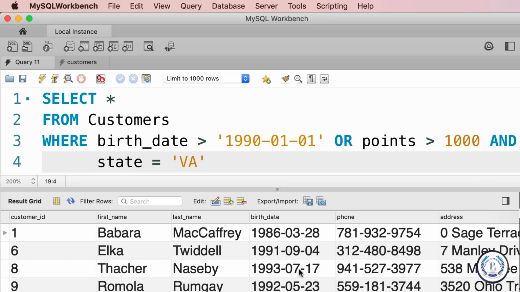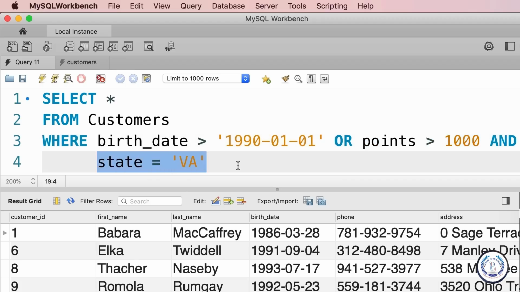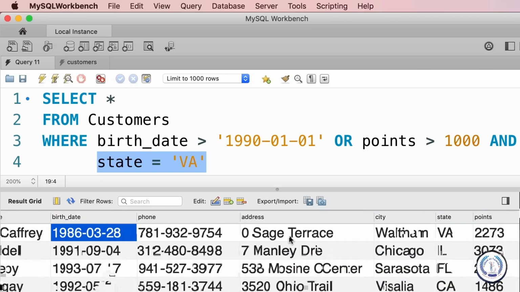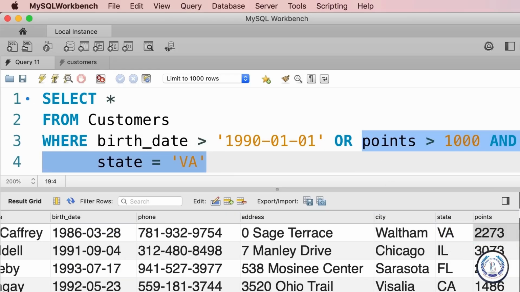So these are the customers that are born either after 1990 or they have more than 1,000 points and live in Virginia. If you look at the first customer here, this person is not born after 1990, but you can see that she lives in Virginia and she has more than 1,000 points. So the last 2 conditions are true for this customer.